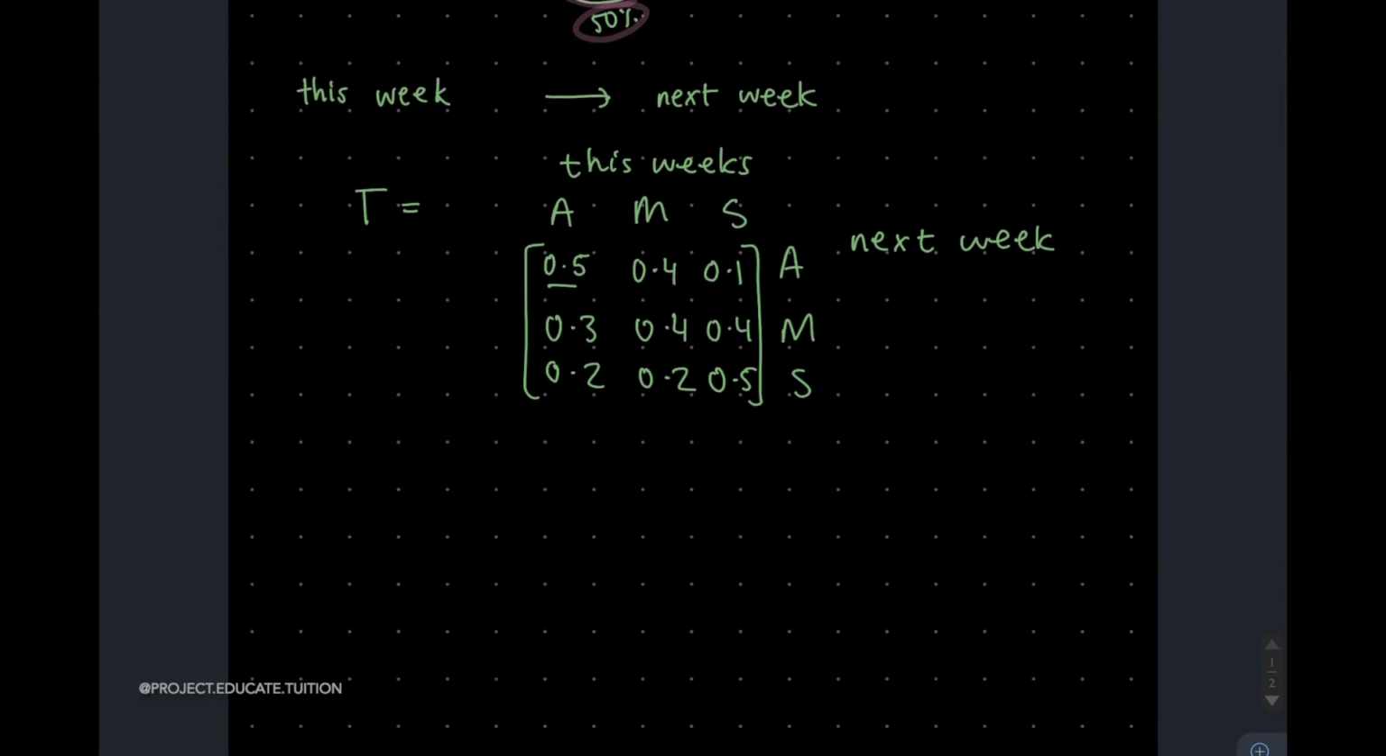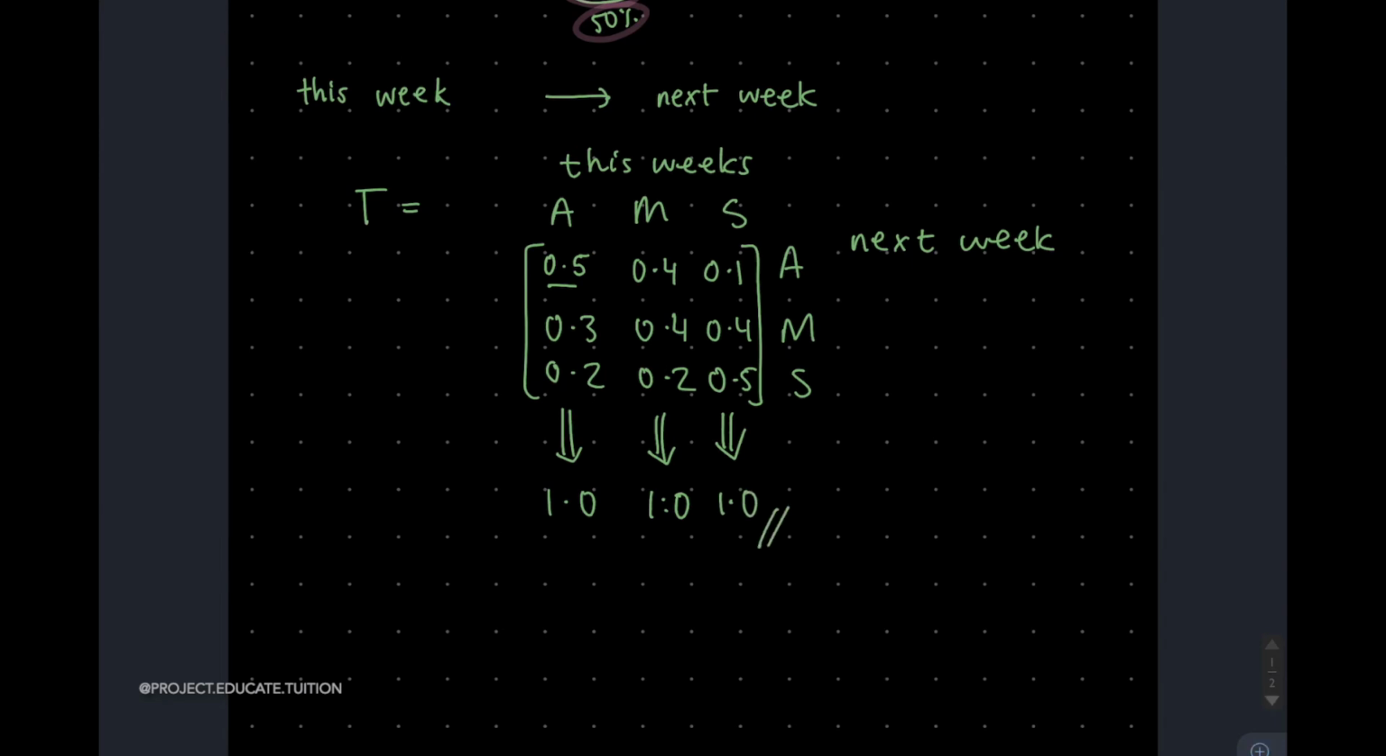Firstly, all the columns should equal 1. So let's add those up quickly. This column: 0.5 plus 0.3 plus 0.2 equals 1. Now, the music column: 0.4 plus 0.4 plus 0.2 also equals 1. And the sport column, we know that one also equals 1.